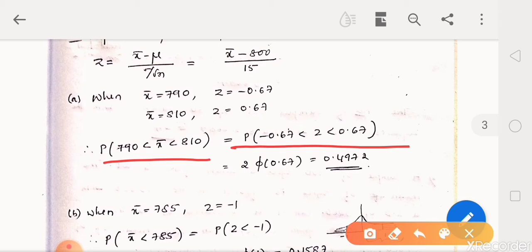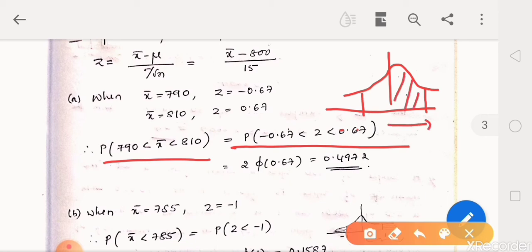So using the normal table, we know it is a bell-shaped curve, symmetrical about line z equal to 0. So here minus 0.67 comes and here plus 0.67 comes. So that is same as twice of this region. So this gives phi of 0.67. So 2 into phi of 0.67, it is equal to 0.4972.